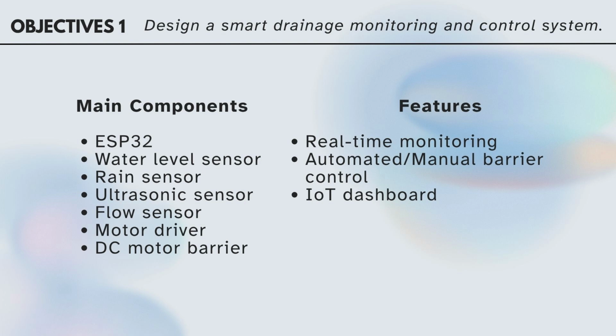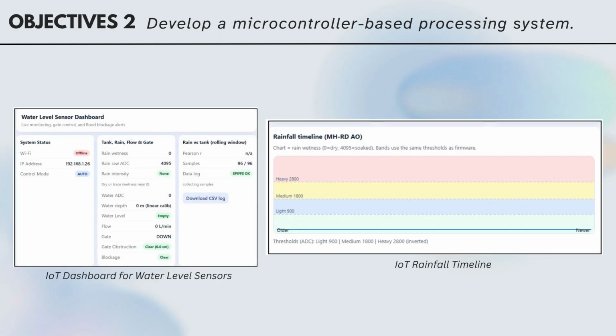Through this setup, users can remotely monitor the drainage condition while also having the option to manually control the barrier whenever necessary. For data processing and visualization, the dashboard displays all sensor readings in real time. On the water level monitoring interface, users can observe water depth, flow rate, and gate status. Meanwhile, the rainfall timeline records rainfall intensity over time and categorizes it into light, medium, or heavy rainfall conditions.